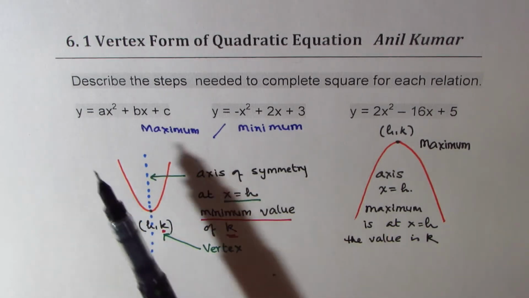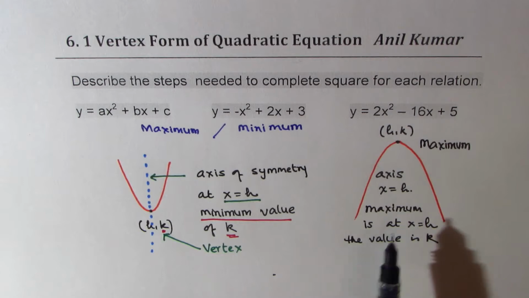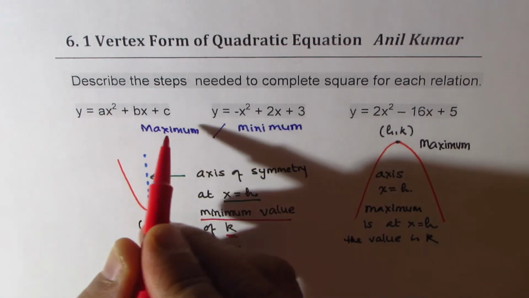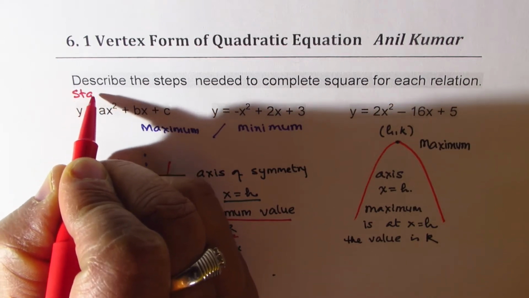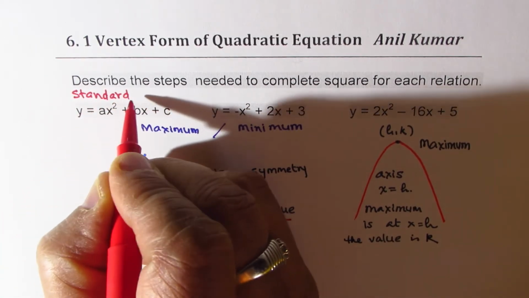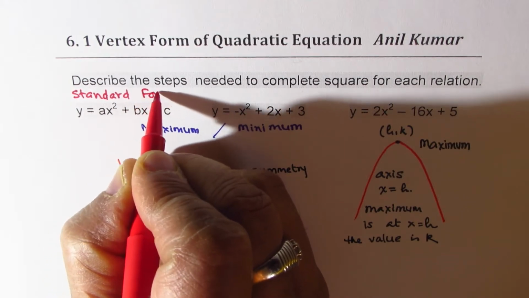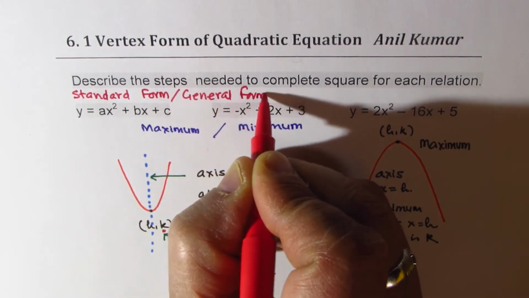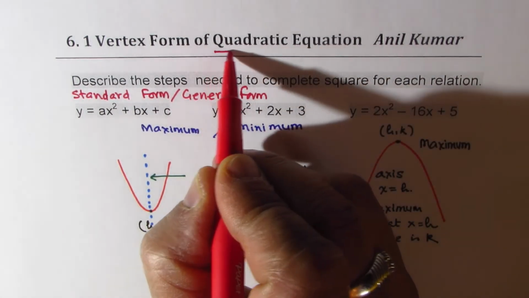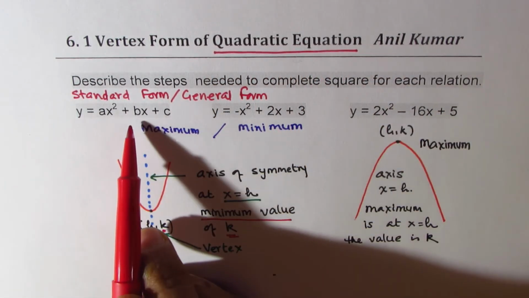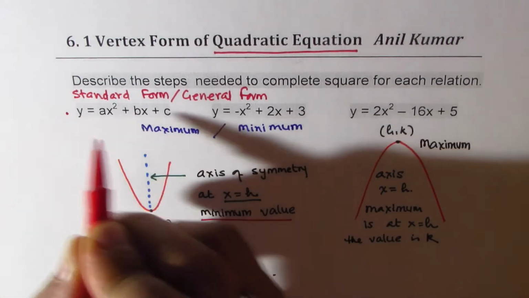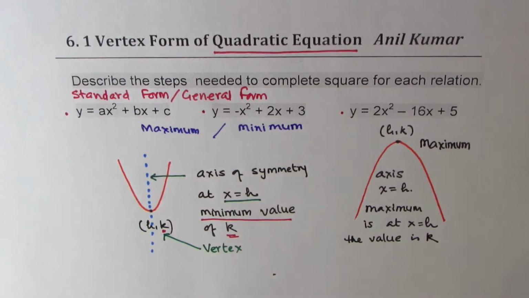Now let us see, given equations like this, how do we calculate the values for the coordinate h and k? We'll begin with the very standard form. The equation here, ax squared plus bx plus c, is called the standard form, or sometimes we say general form, of a quadratic equation, right? So we'll begin with this. Once you understand the technique, you can do any equation. So we'll take up two examples after this. These are our two examples, simple to begin with.